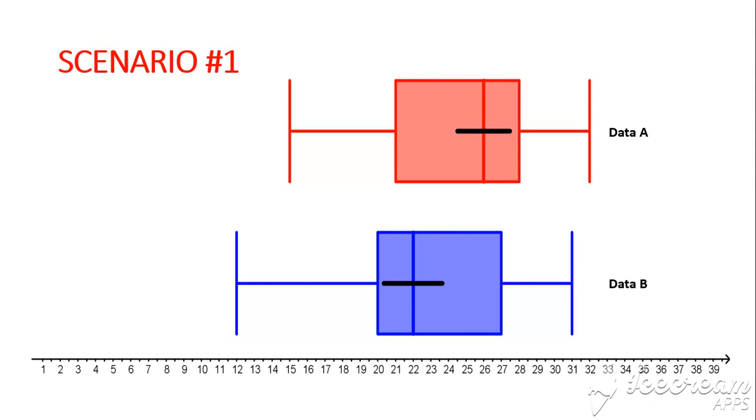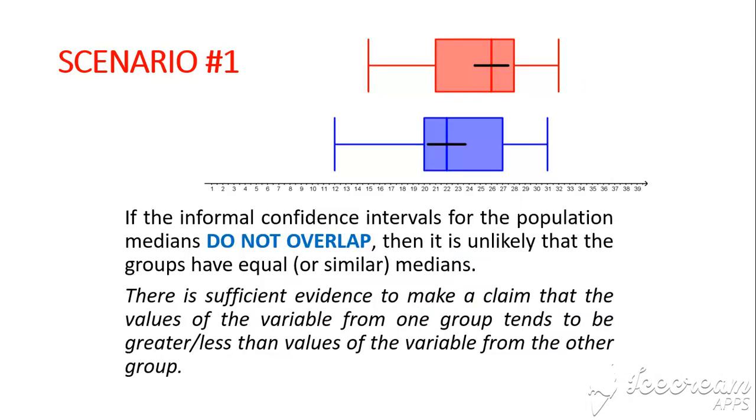So here are our two data sets. This is the maximum value for the population median for dataset B, and this is the minimum value for the population median for dataset A. And you can see there's a bit of a gap between them, so they don't overlap. So if they do not overlap, we can say there is sufficient evidence to make a claim that the values of the variable for one group tend to be greater or less than the values of the variable from the other group. In other words, we strongly believe that there is a difference between the population medians of the two groups.